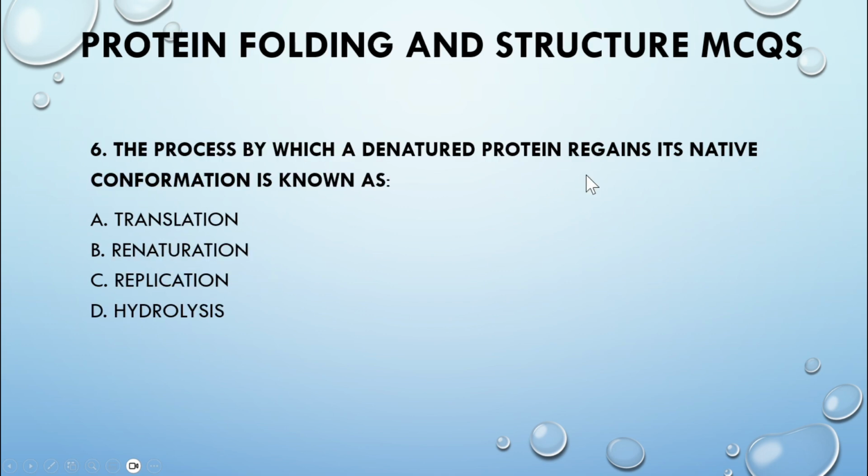Question 6. The process by which a denatured protein regains its native conformation is known as A. Translation, B. Renaturation, C. Replication, D. Hydrolysis. As a biochemistry student, maybe a year 1, you should know this. The correct option is what? B. Renaturation.